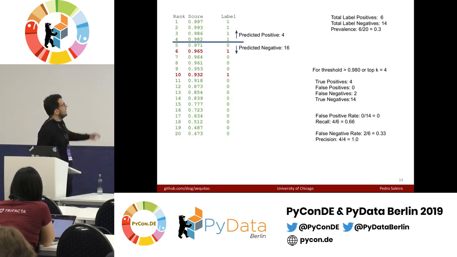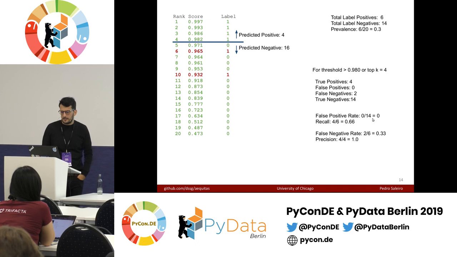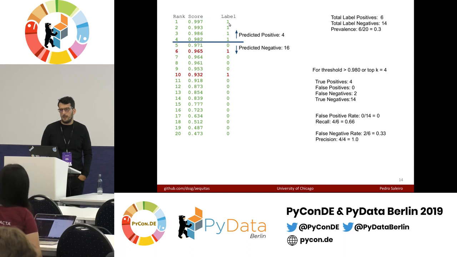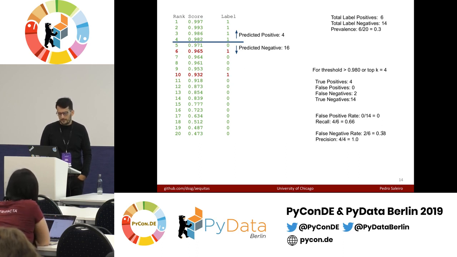As we were there, we defined a threshold on top k equal 4, and now we can compute these metrics. The false positive rate, we don't have any false positives, is 0. The recall, we caught 4 out of the 6 positive instances, so it's 2/3. The false negative rate, we have 2, we missed 2 out of 6 positives, so it's 1/3. And our precision, because based on the predicted positive set we got all correct, is 1.